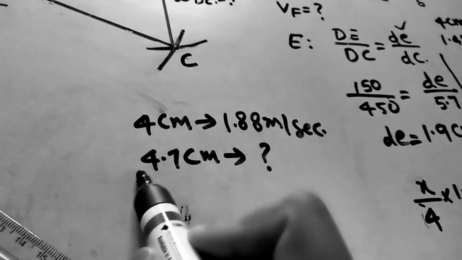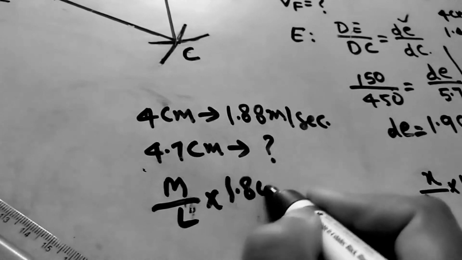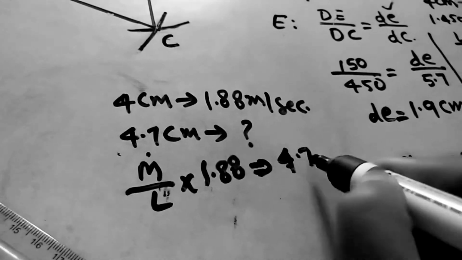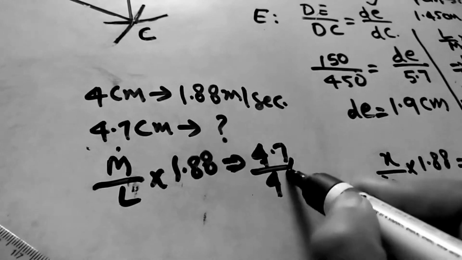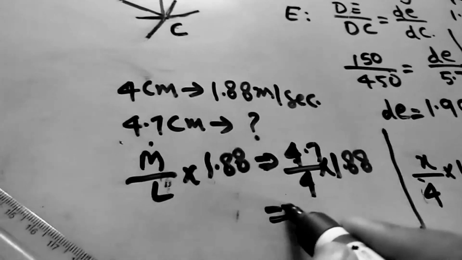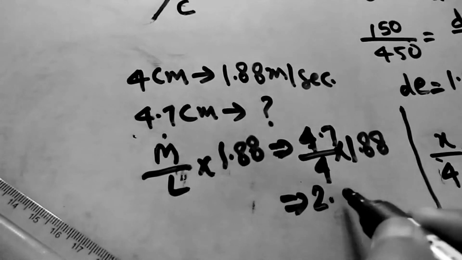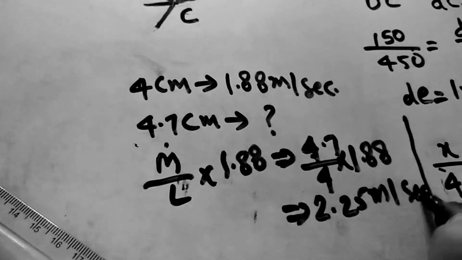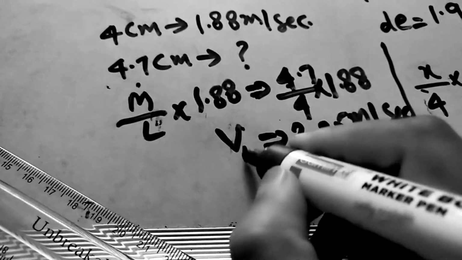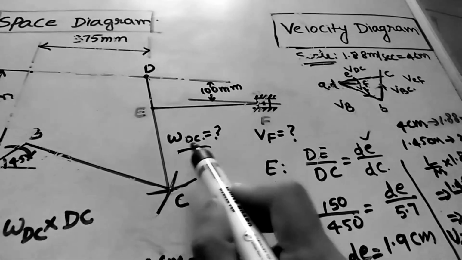It is less, it is also less compared to this. This is more, so more by less into 1.88. So substitute the values. What is the more value? 4.7. Less value means 4 into 1.88. Okay, do with calculate this value. I am getting the approximate this value 2.25 meter per second. This is the linear velocity of DC link. VDC value is 2.25 meter per second, velocity of DC link, but we need to find the angular velocity.